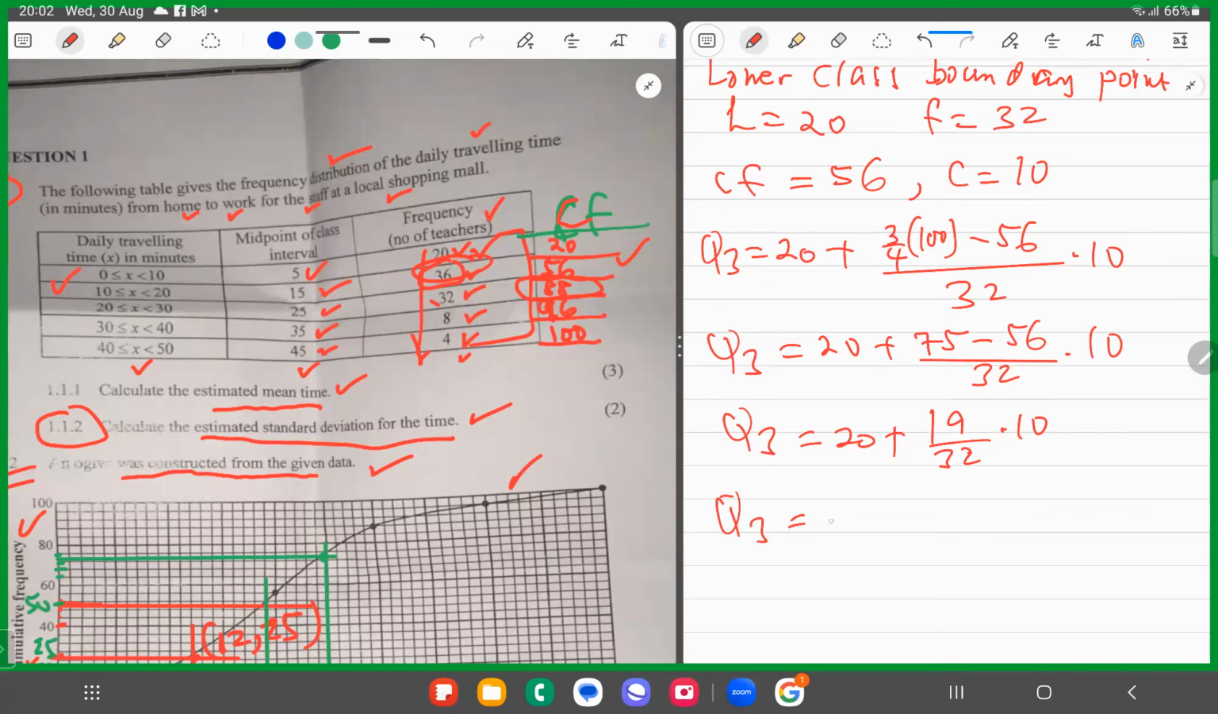Q3, which is 20 plus 5.9375. I know that this you might have never seen in your whole life. So this one is 25.9375. Right, so that's something you need to note. Okay, something you need to note. Note that.